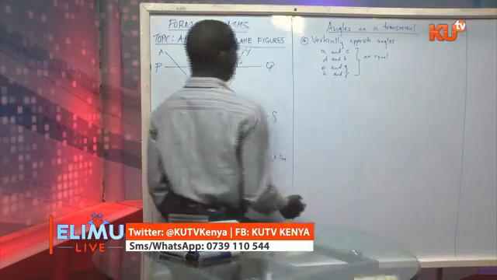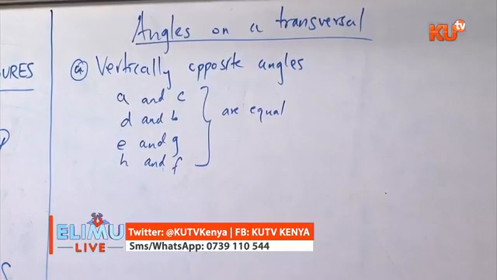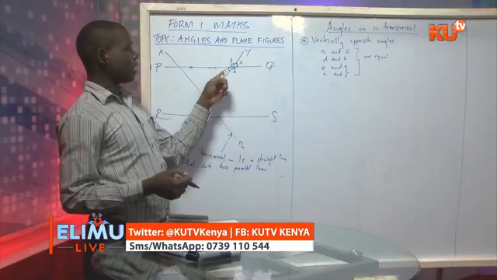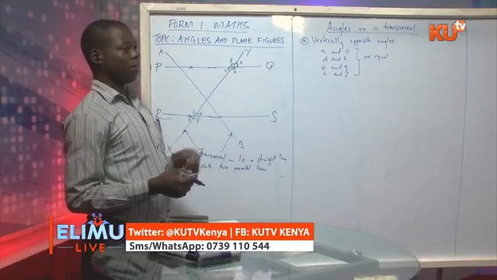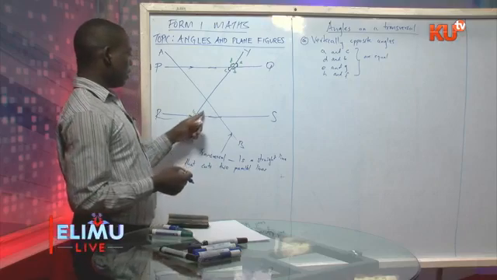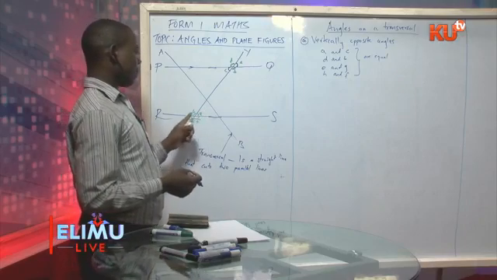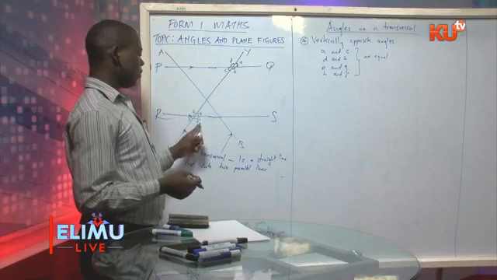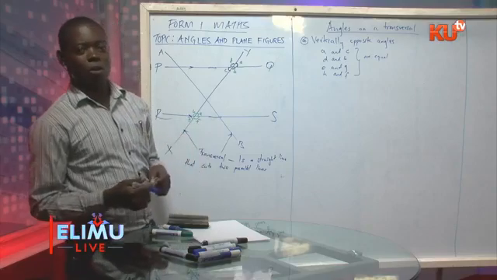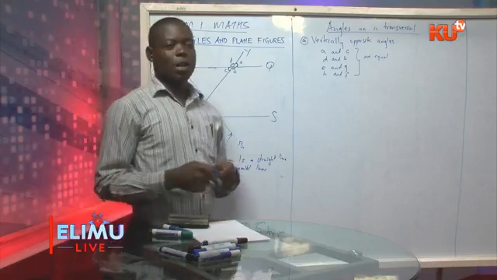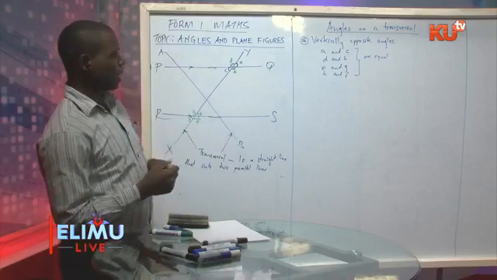These are vertically opposite angles and they are equal. When discussing vertically opposite angles, they are always equal. So if, for instance, this is 40 degrees, then I expect C again to be 40. If I have this as 70, then this will be 70. If this is 50, this will be 50, because they are always equal. So that's the first set of angles, vertically opposite angles.